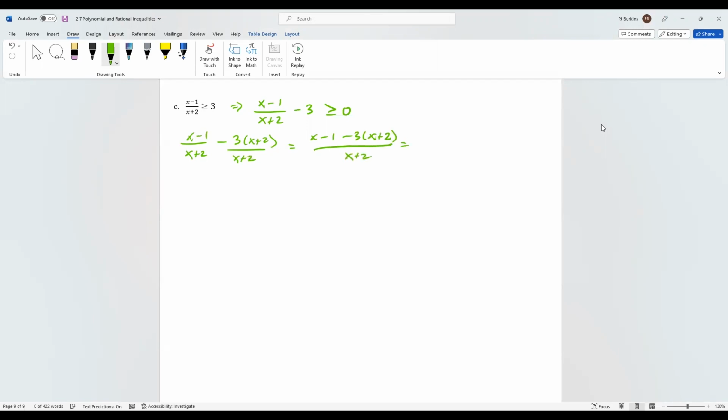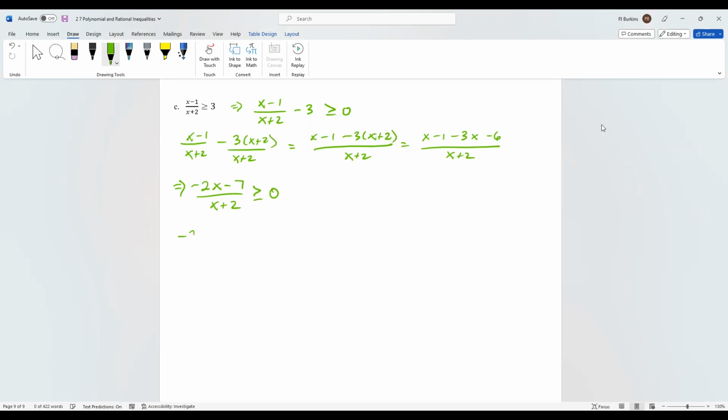And so we have x minus 1 minus 3x minus 6. That's going to simplify down to minus 2x minus 7 all over x plus 2, and this is greater than or equal to 0. So this is the inequality that we're now going to analyze.